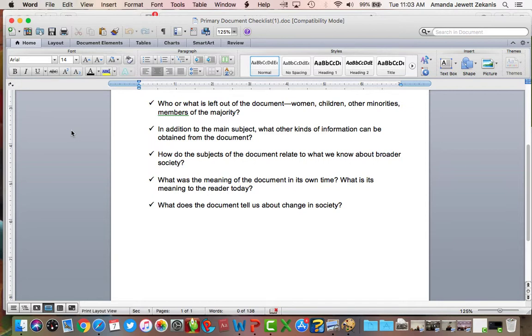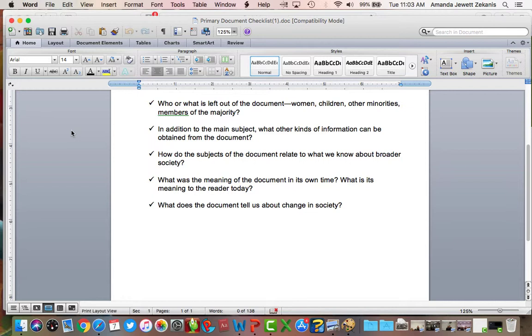In addition to the main subject, what other kinds of information can be obtained from the document? We can learn all kinds of things about cultural practices in New England in a diary entry about slaughtering animals for food. You can learn all kinds of stuff. You can learn how the processing works, and yet maybe it's just a document on what types of deer are in the area. But you can learn all kinds of other stuff in the document as well.